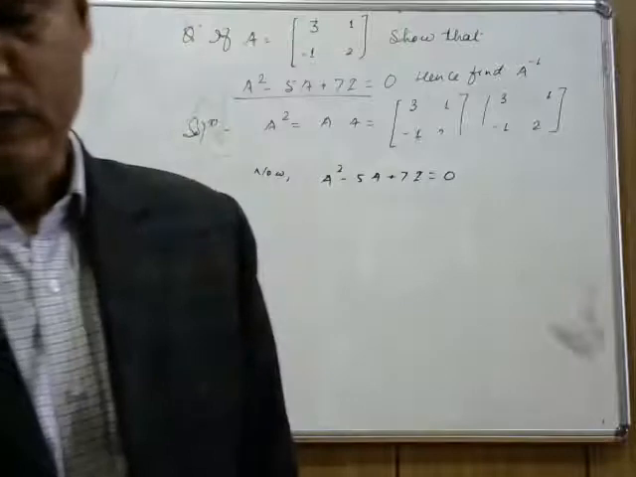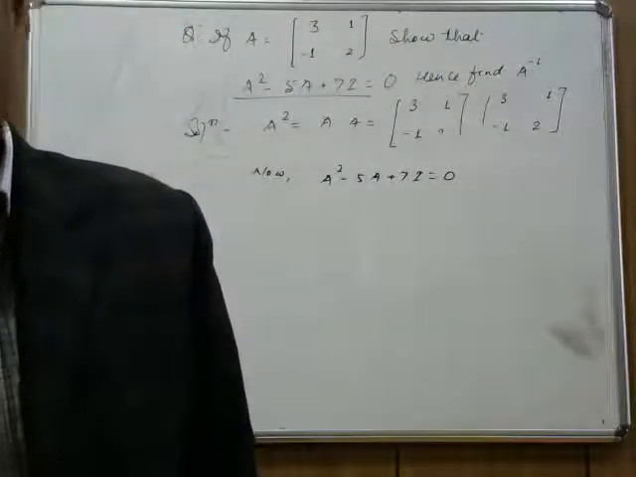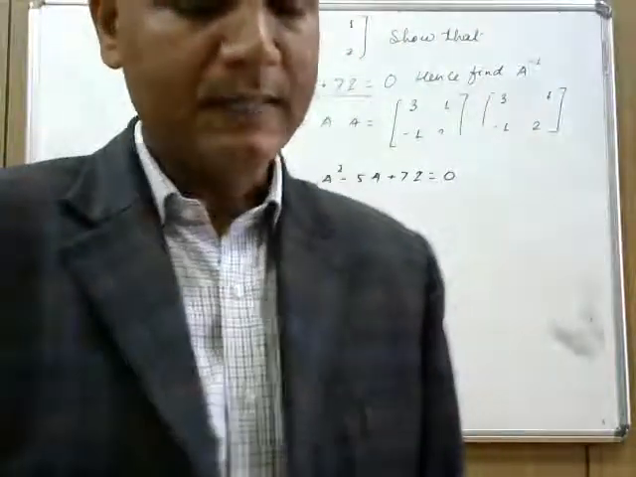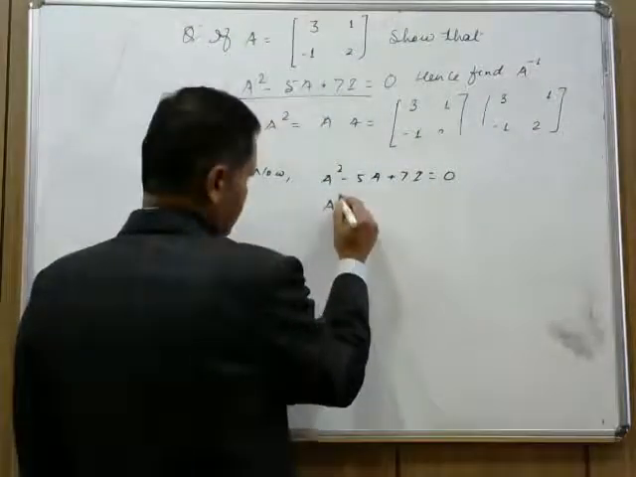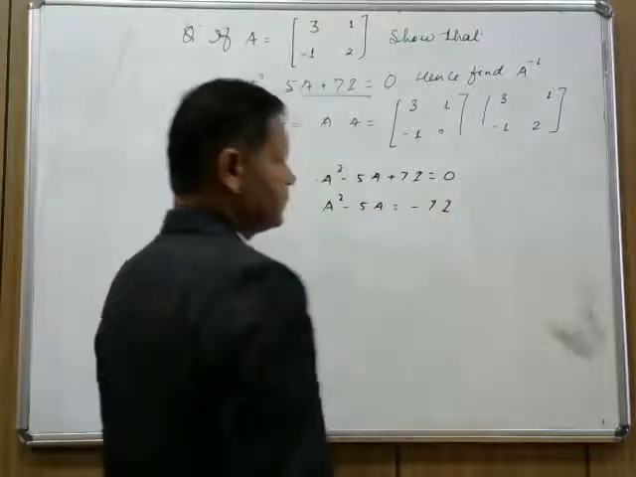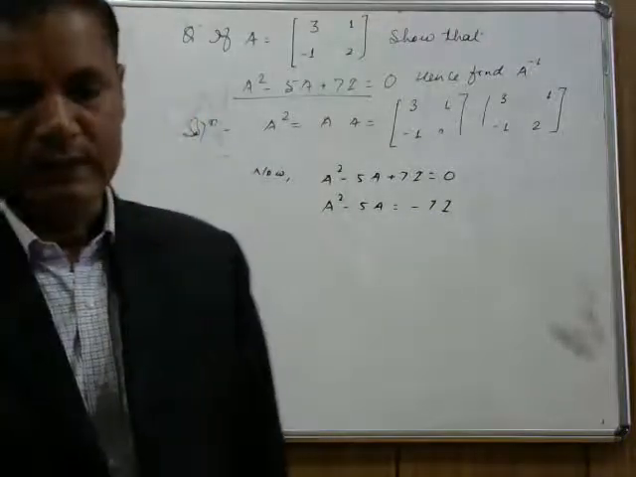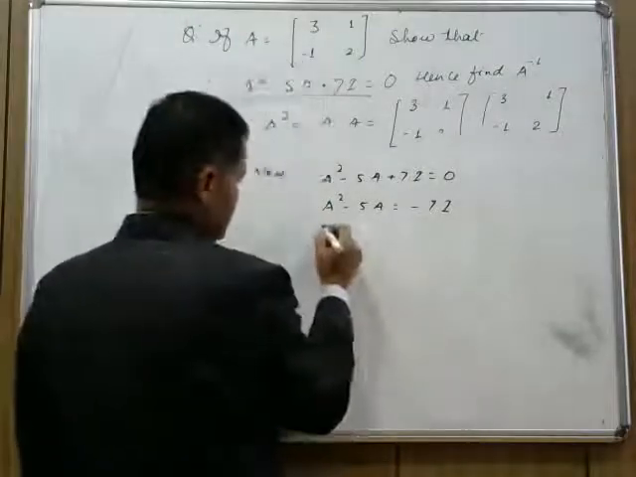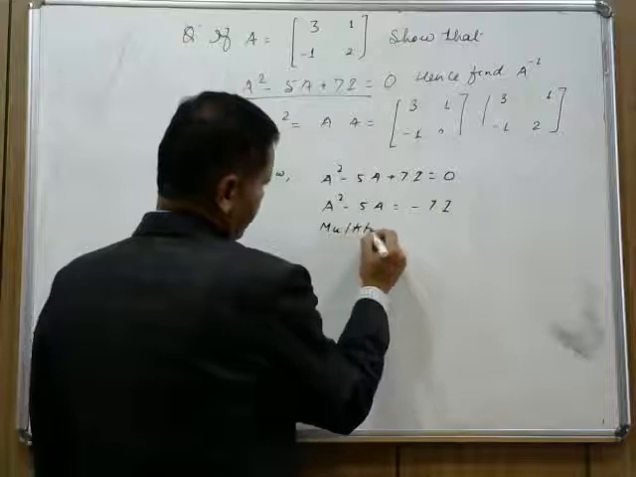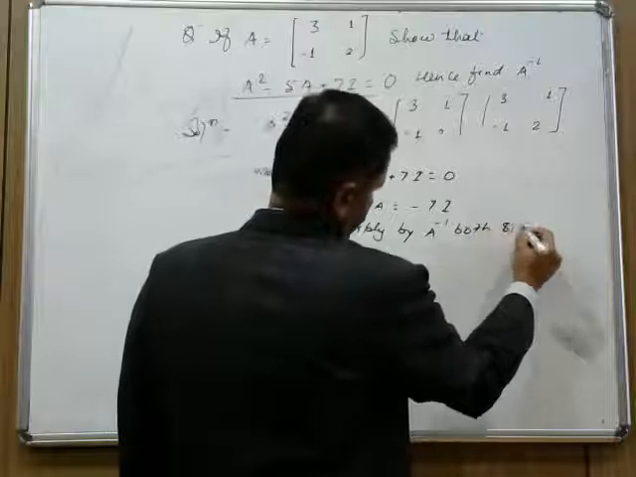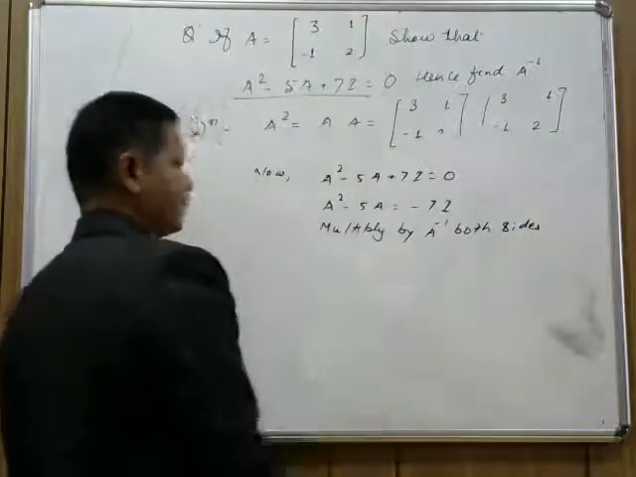Whenever you have this kind of question, what you have to do is multiply by A inverse on both the sides. I can write this as A squared minus 5A is equal to minus 7I. Multiply, or pre-multiply, by A inverse on both sides. This line is compulsory to find out A inverse.